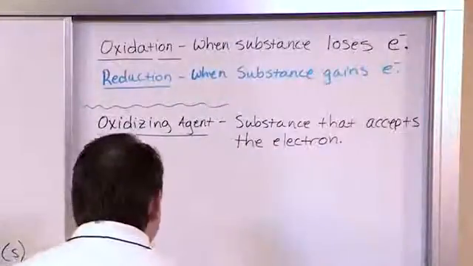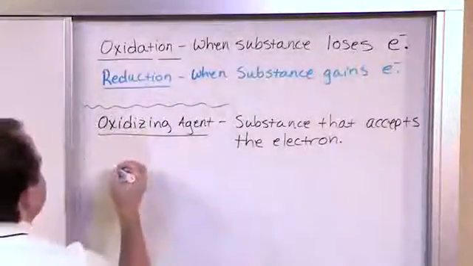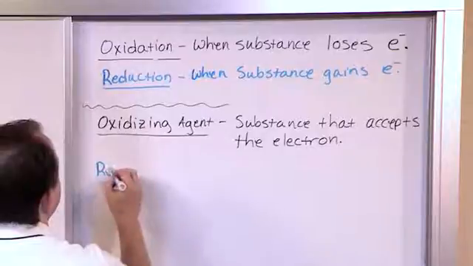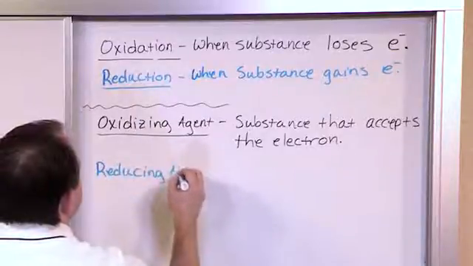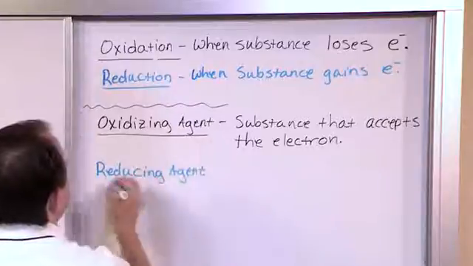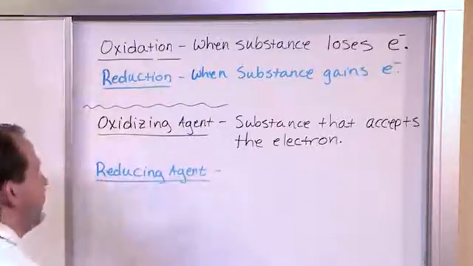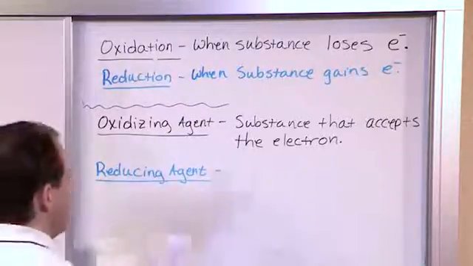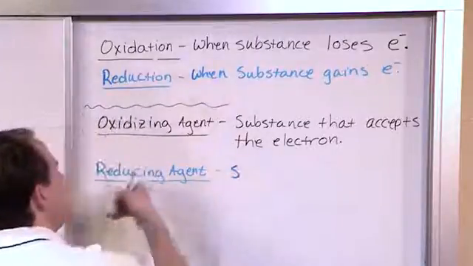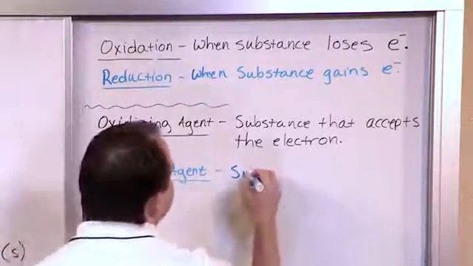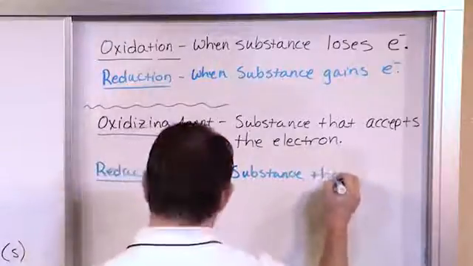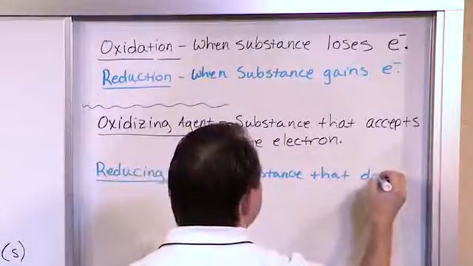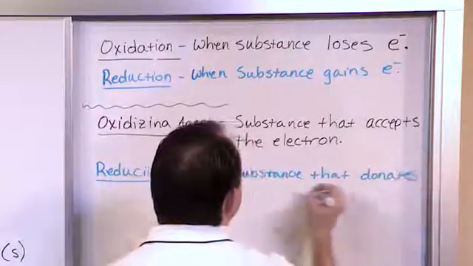All right, now I can round it out by giving you the final definition, which is the reducing agent. So what do you think that means given our definition before? The reducing agent is going to be the substance that helps reduction along in the reaction. So it's the substance that donates the electrons.